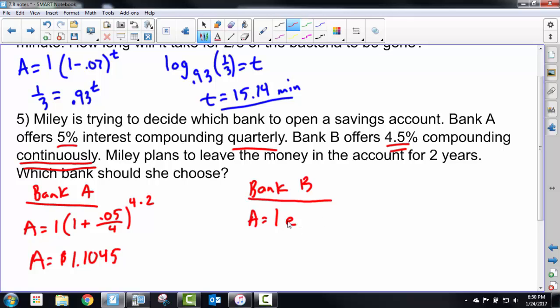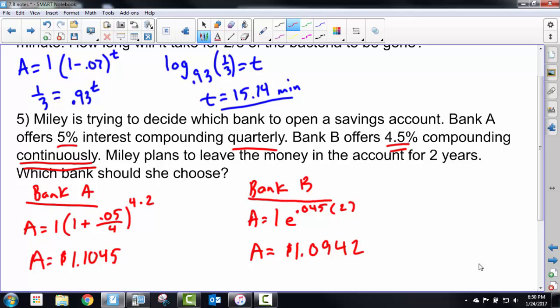So that's P times E to the RT. Now we know R is 0.045, and we know the time is still going to be 2 years. And when I plugged these numbers in, it showed me that she would have close to the same amount, but when you look at it, it's basically right at a penny less over 2 years. Now you could argue like, well, who cares? That's 1 penny over 2 years. You'd have a good point. But with larger amounts of money, that difference would increase to a greater dollar amount.